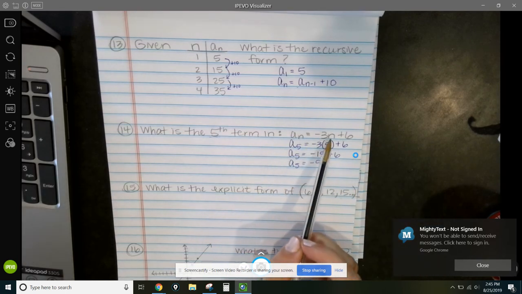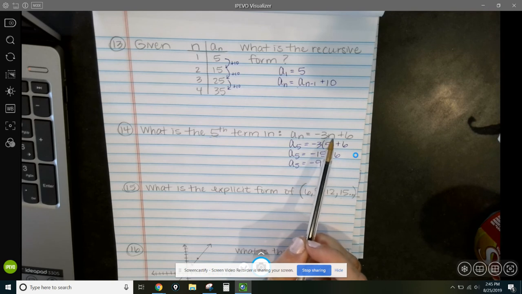So that one wasn't recursive. It didn't have an n minus 1. It just had an n. You could just plug it in and find out.